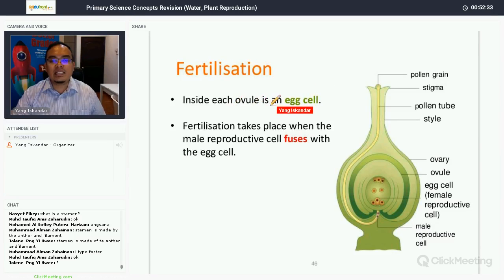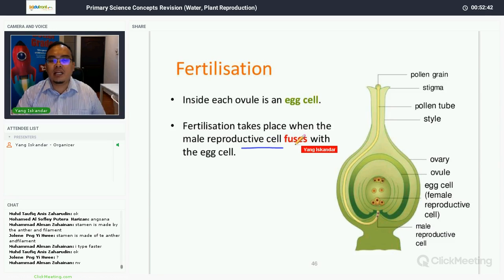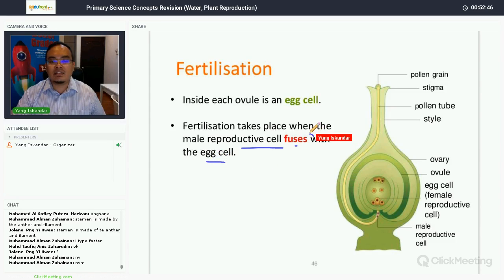And inside each ovule is an egg cell. Now, fertilization takes place when the male reproductive cell from the pollen grain fuses with the egg cell. Okay, so this is very important. Fuses, when the male reproductive cell fuses with the female reproductive cell, which is the egg.